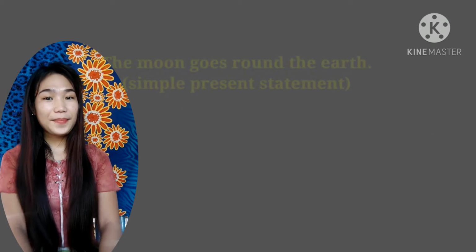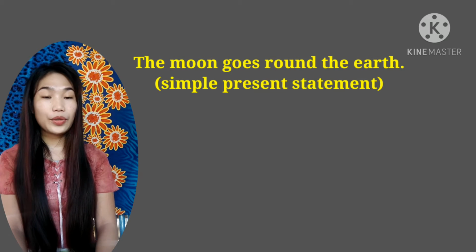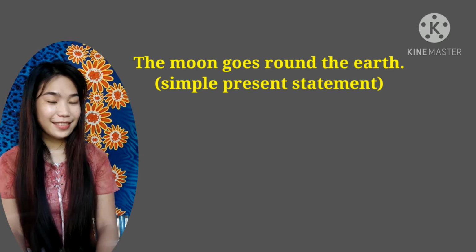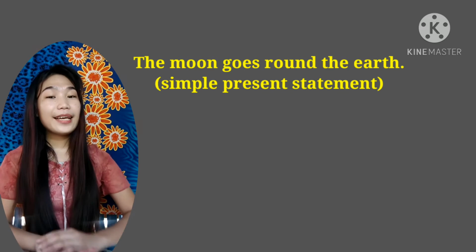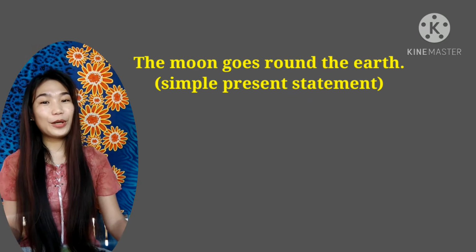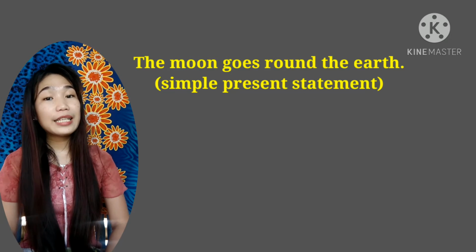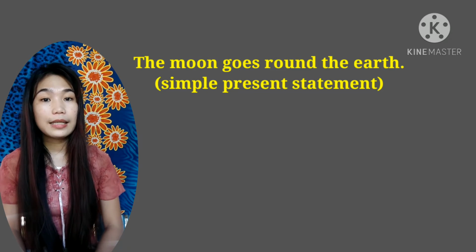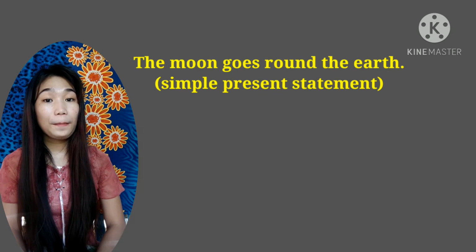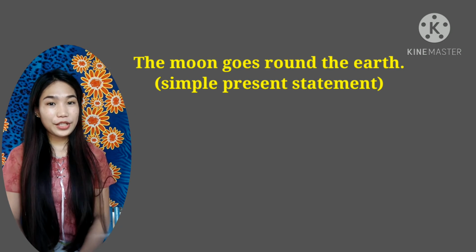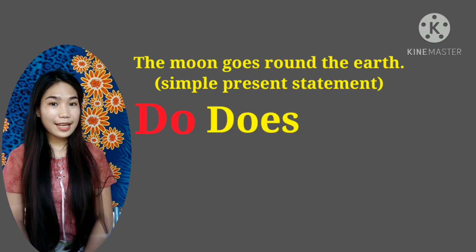Our second statement is, the moon goes round the earth. What do you think is our tag question? Basing on what Miss Aina Lopez again explained to you earlier, if there is no auxiliary verb, you're going to observe the statement if it is simple present or simple past, and also a positive statement, then we'll be going to use do, does, and did.